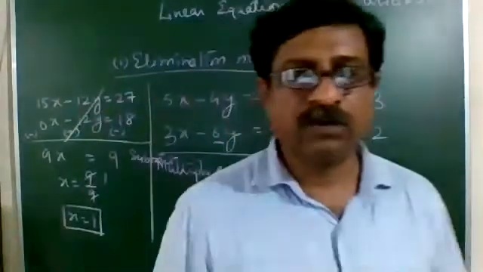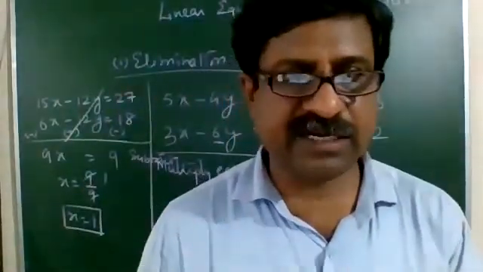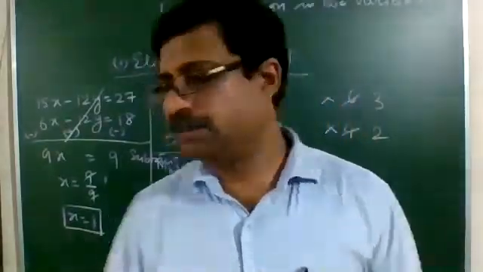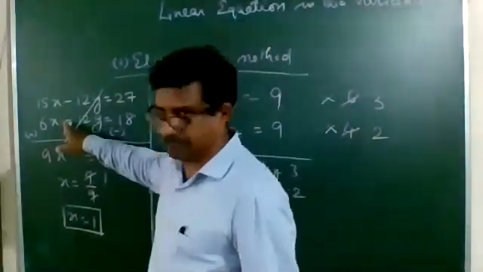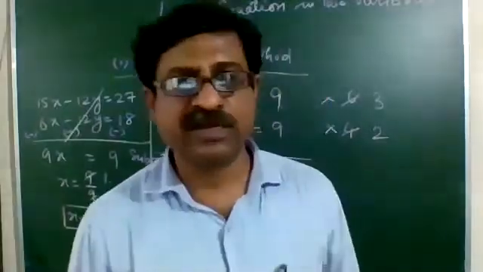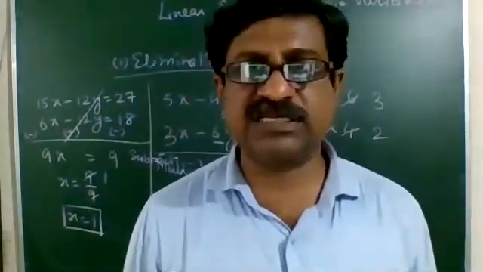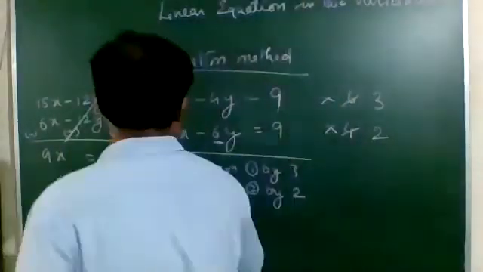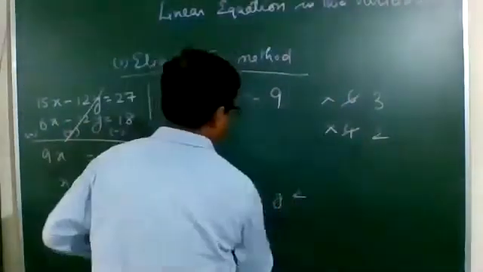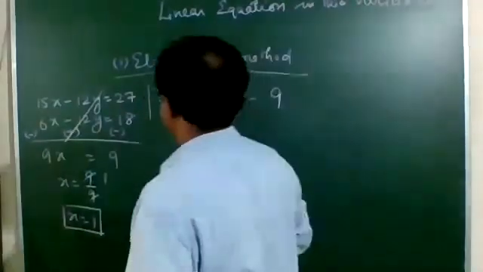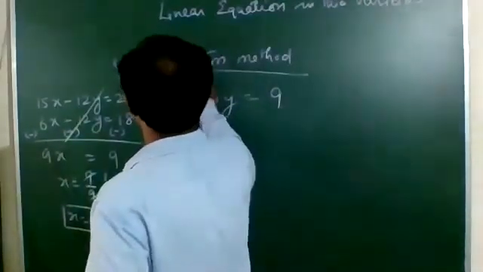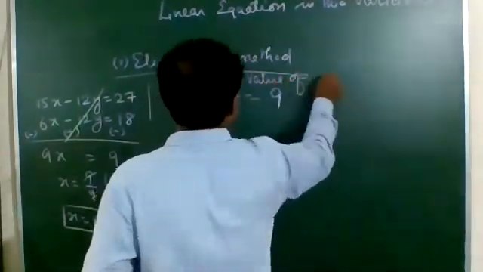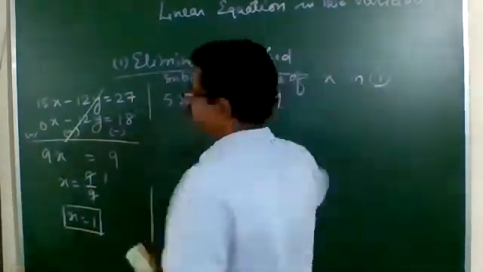Procedure is the same. Only thing is this time we have subtracted instead of adding. Why have we subtracted? Because the signs were the same. To make the signs different, we have subtracted and changed the sign. Minus and minus we got. After this, we substitute this value of x in any of the equations. Suppose we are putting it in the first equation.